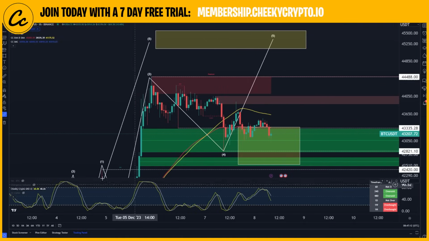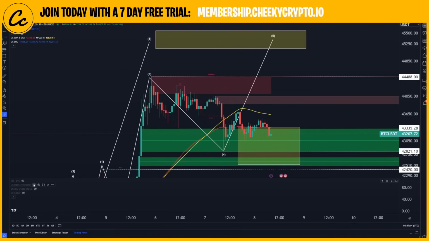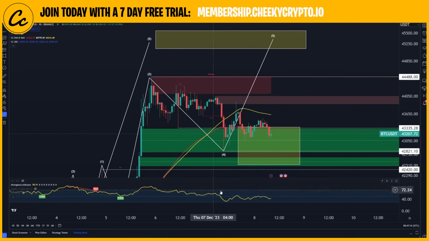Price coming down and stochastics coming down quite nicely. We take the stochastics off and throw the divergence indicator in. We can see that the RSI is also correcting down, but there's no divergences here, no bearish or bullish divergence, no hidden bullish or hidden bearish divergences. So we don't have to worry about that right now.